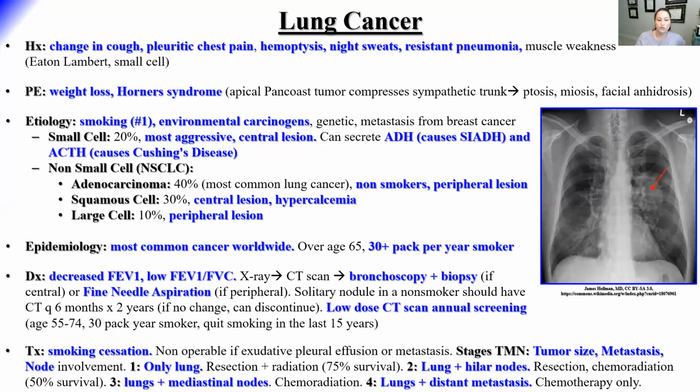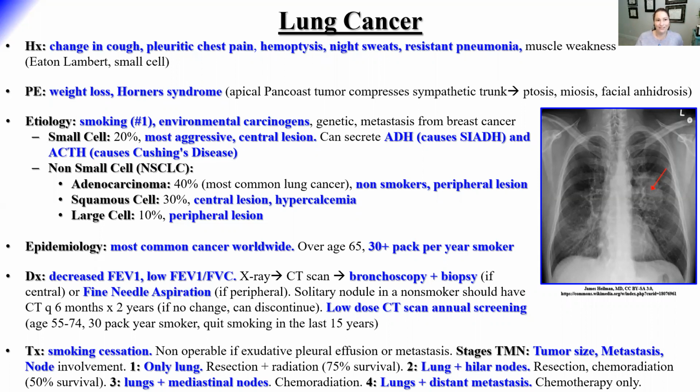It's called a low-dose CT scan, and this is done annually on somebody who meets a pretty specific set of criteria: ages 55 to 74, plus a 30 pack year smoker, plus they quit smoking within the last 15 years. That's the criteria on which that is indicated. Treatment: smoking cessation.